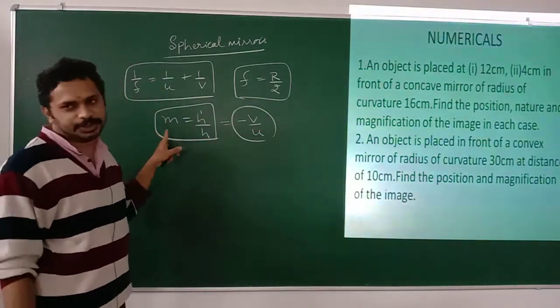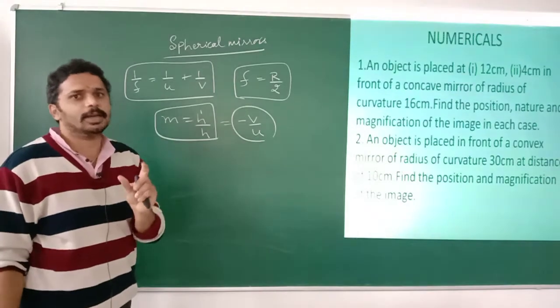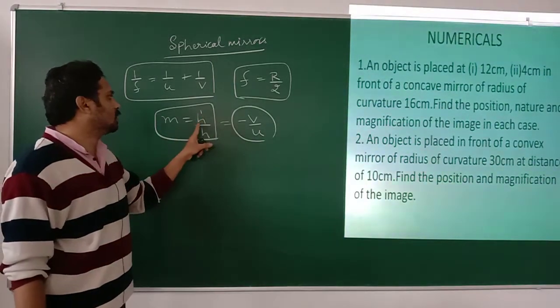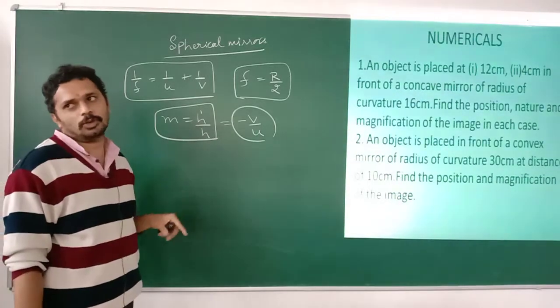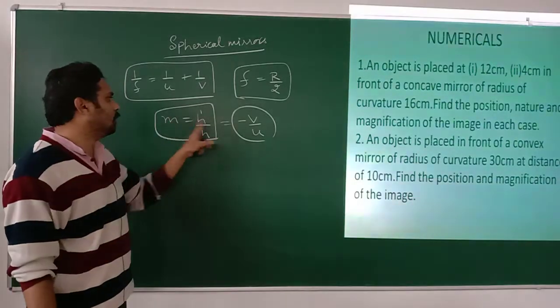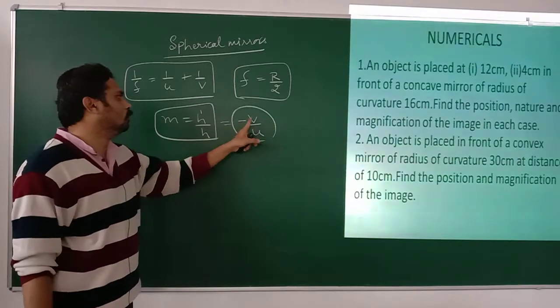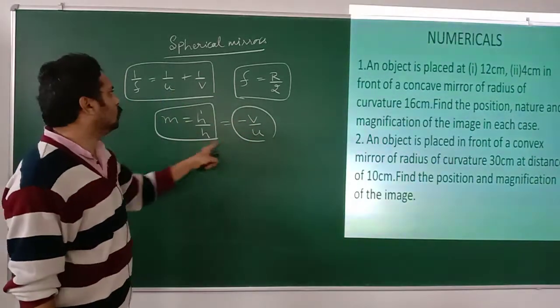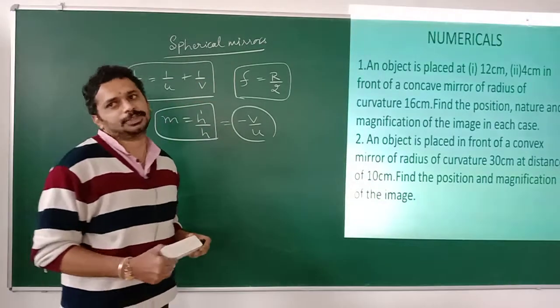And the magnification, we know that magnification is a number. Magnification is the ratio of the size of the image to the size of the object, or the relation between m, u and v is m is equal to minus v by u. Now in this class we are going to solve the numericals on spherical mirrors.